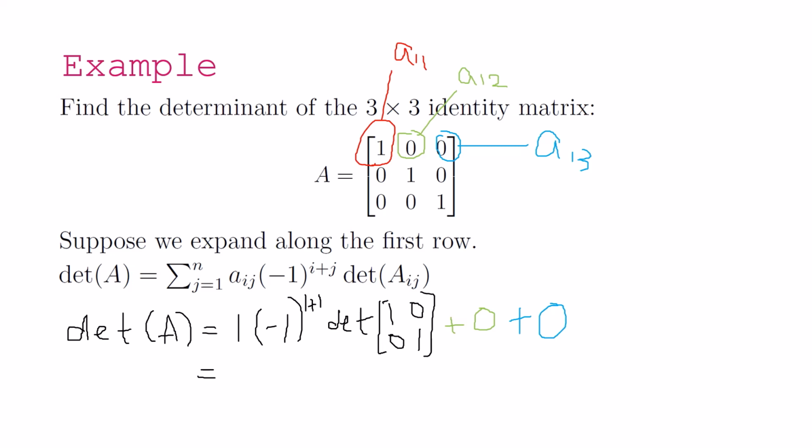So the determinant of A will be given by 1 times -1 to the 1 plus 1 times the determinant of the matrix with entries 1, 0, 0, 1. So 1 times -1 to the 1 plus 1 is going to give us 1. And the determinant of the matrix with the entries 1, 0, 0, 1 is just going to be 1 times 1 minus 0 times 0. And this entire thing simplifies out to be 1. So the determinant of A is just 1.